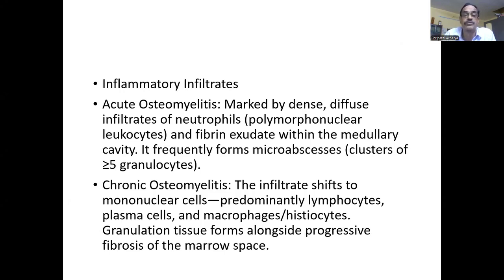It frequently forms microabscesses, clusters of more than or equal to 5 granulocytes. Chronic osteomyelitis: the infiltrate shifts to mononuclear cells, predominantly lymphocytes, plasma cells, and macrophages or histiocytes. Granulation tissue forms alongside progressive fibrosis of the marrow space.